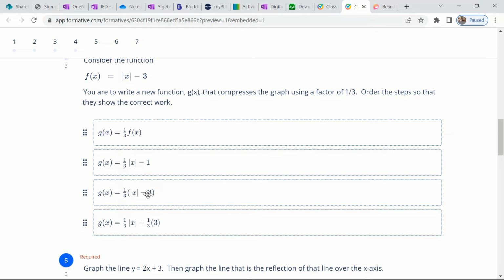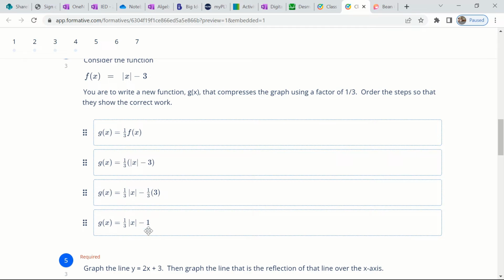The absolute value of x minus 3. Okay, so what we did here was we replaced the f of x with the absolute value of x minus 3. Then we need to distribute. Now, I actually did this in 2 steps. So we take the 1/3, we're going to multiply the 1/3 by the absolute value of x, and then we're going to do 1/3 times 3, which is this step down here. And then the last step here is just 1/3 times 3 is 1.